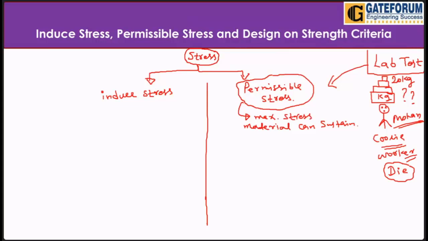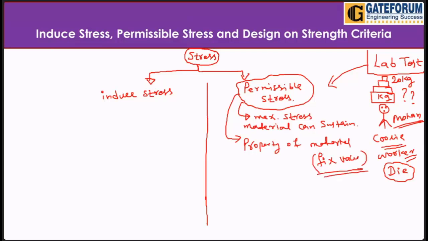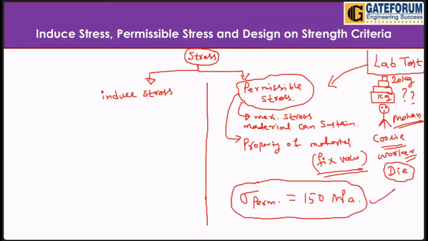And this is a property of the material. A property of the material is a constant, fixed value, never changing. Suppose, let's say, sigma permissible for any material is 150 megapascal. So it will be constant at 150 megapascal for that material. That means that material can sustain a maximum of 150 megapascal, not more than that.